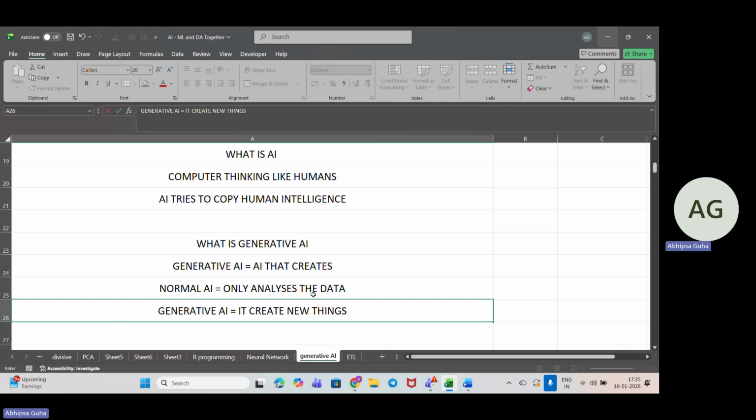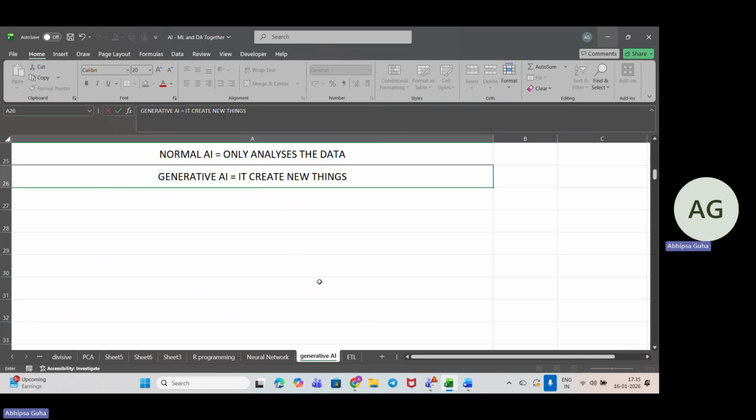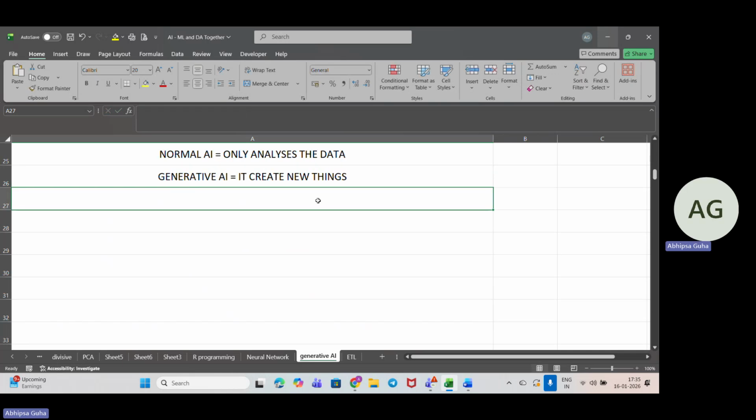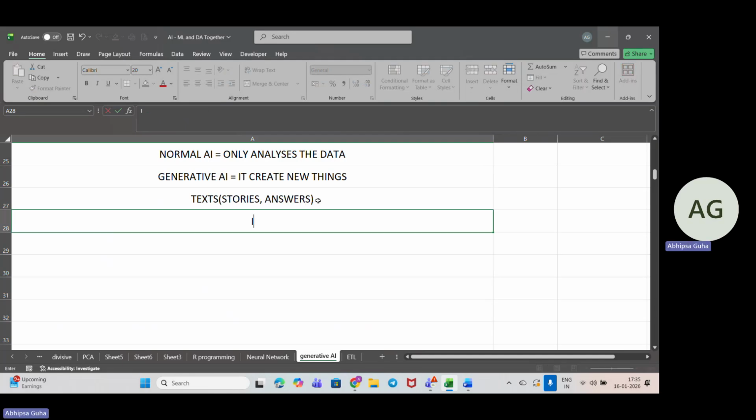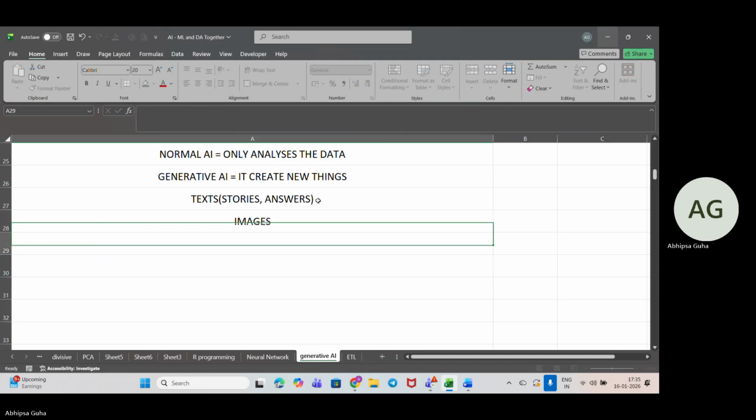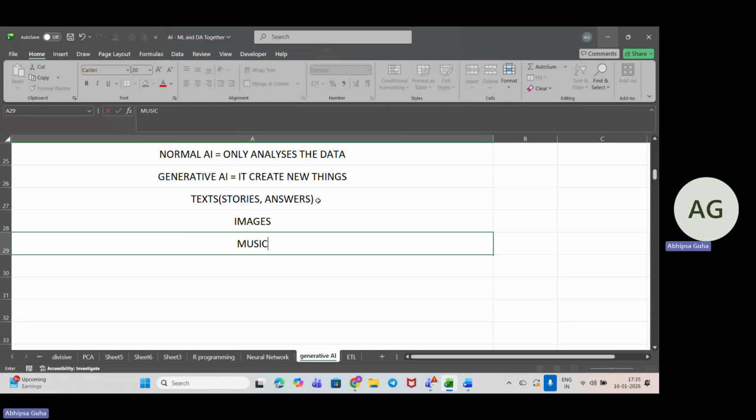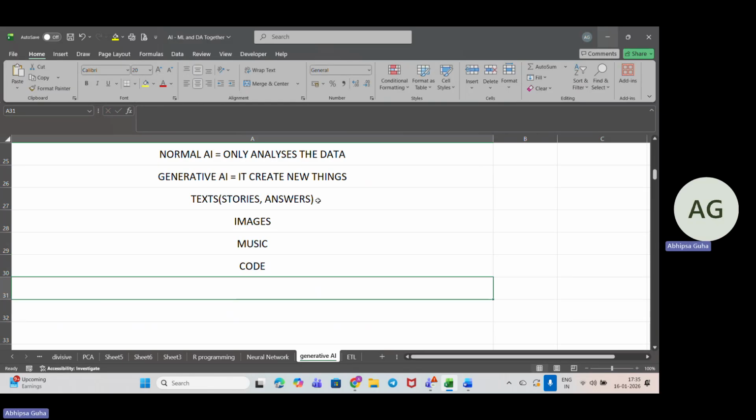Okay. So now, what can it create? It can create text like stories, maybe answers. Next, it can create images, music, code, reports, and many other things.